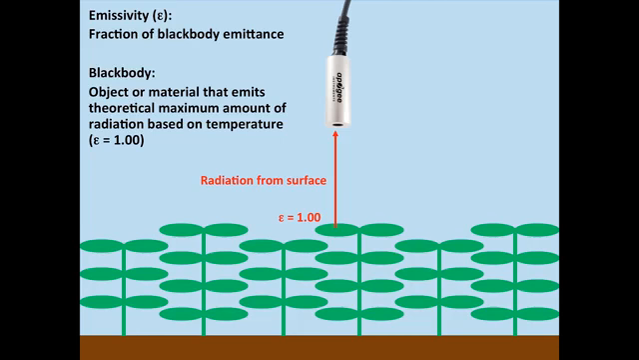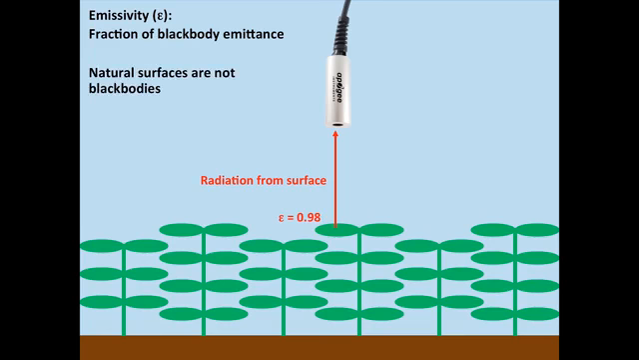So here I have a plant canopy with emissivity equal to 1. In that scenario, the target temperature returned by the radiometer would equal the true surface temperature. But in practice, natural surfaces are not black bodies. Most plant canopies have emissivities equal to 0.98 or 0.99. What that means is the plant canopy will be emitting 98 or 99% of the theoretical maximum based on temperature.